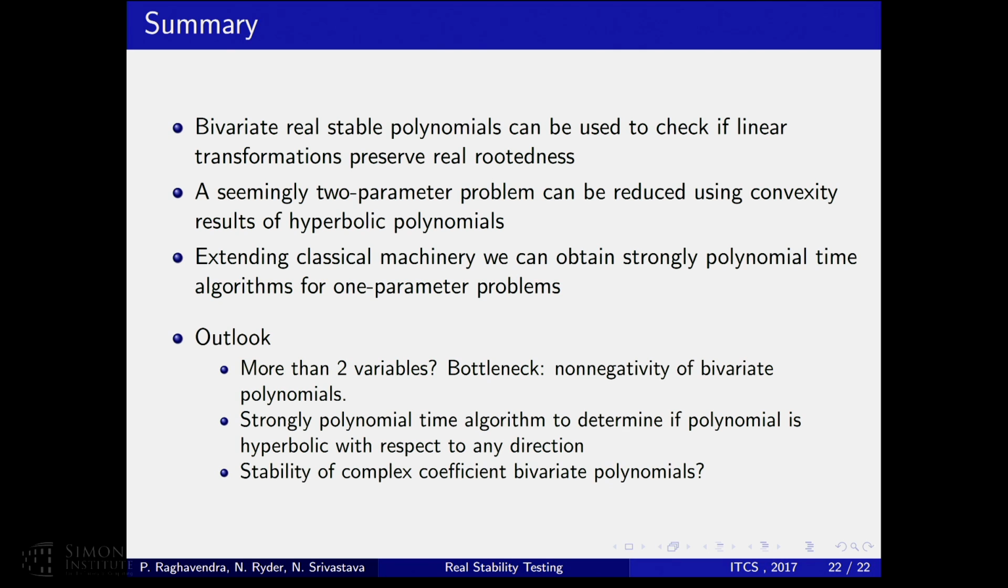And the last thing is we didn't really consider complex coefficient stability. There is a notion of this. It's also pretty important. A lot of the tools we used were real algebraic tools, such as Sturm sequences and subresultants. So we didn't really explore this route, but there very well could be something here.